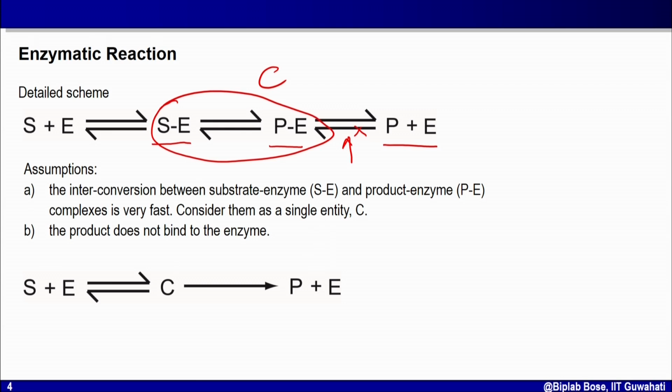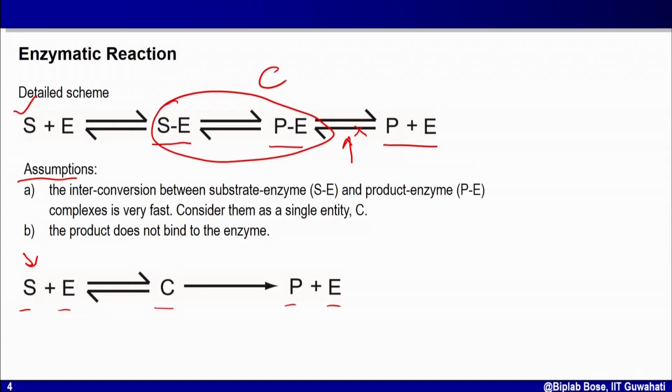So what is happening now? S is binding to E in a reversible fashion to form the complex C, and the complex C is unidirectionally breaking down into product plus E. So initially I started with a detailed scheme, and from this detailed scheme I made some assumptions and have written down a simplified scheme for the system. Now I will use this simplified system to write down the ODEs for the dynamics of this reaction system.